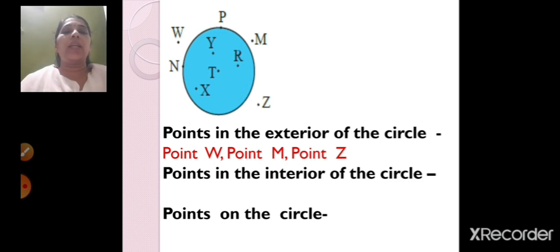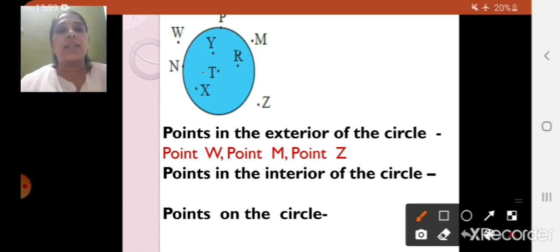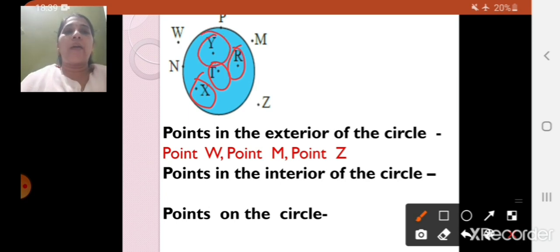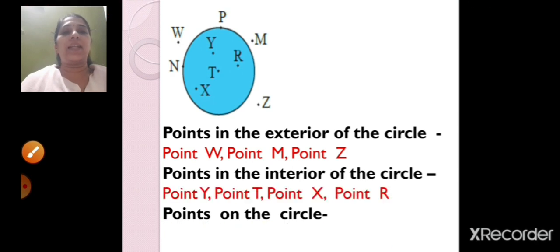Now we are going to see the points in the interior of the circle. Interior means inside. So where are the points inside the circle? It is X, T, R and Y. So there are 4 points in the interior of the circle, that is inside the circle, right? So let's write it down. Point Y, point T, point X and point R, right? So these are the points in the interior of the circle.